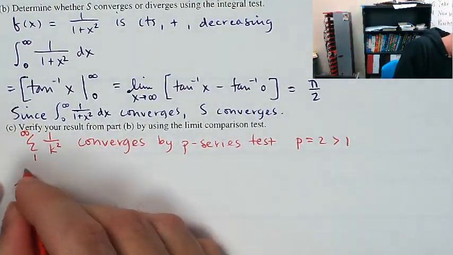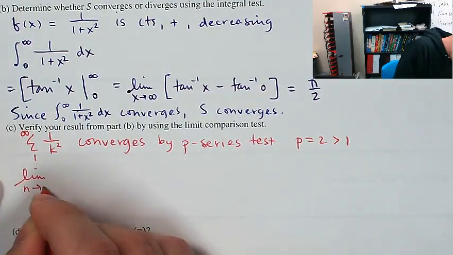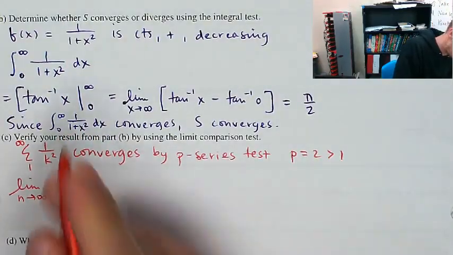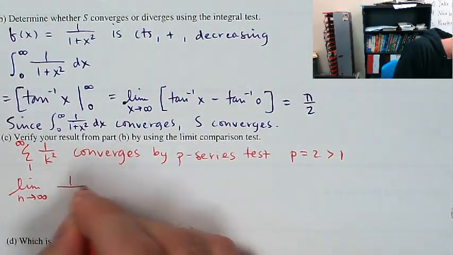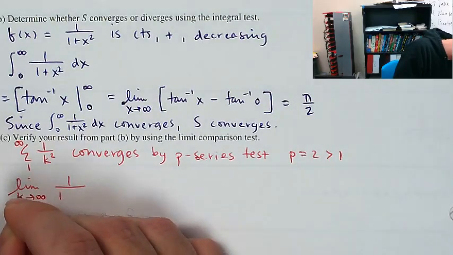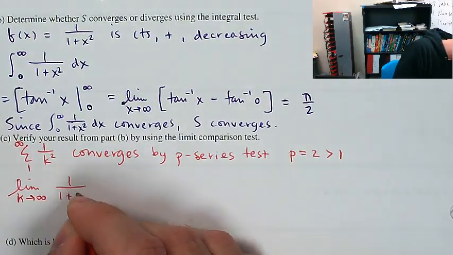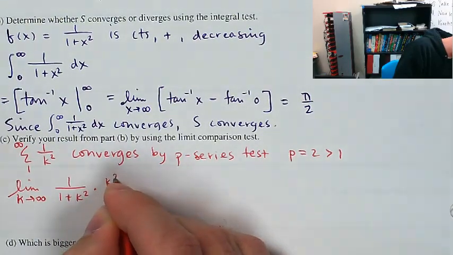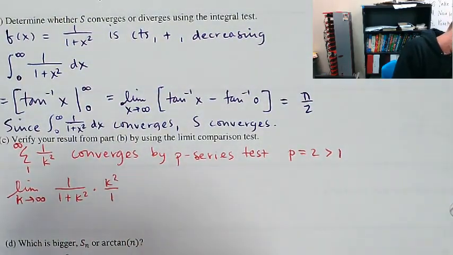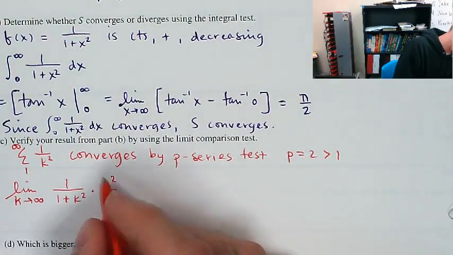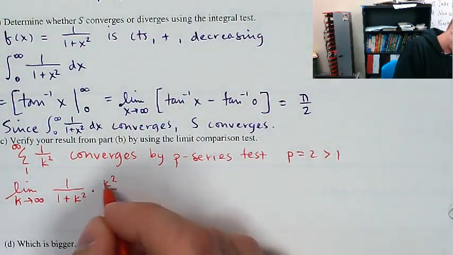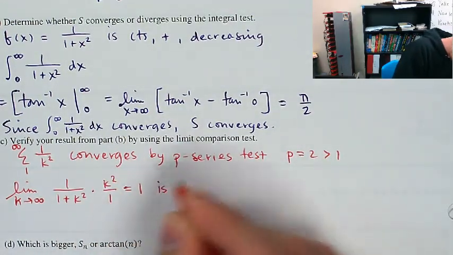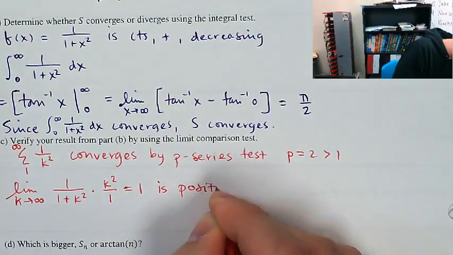Now I need to run the limit of the ratio of my series that I'm interested in to the one I know what's happening with, or the other way around. It really doesn't matter. So the limit as k goes to infinity of 1 over 1 plus k squared divided by 1 over k squared would be like multiplying by k squared over 1. And that limit, it's same on top and bottom, just 1 power of k squared, so I divide the coefficients, and that's going to be 1. I'm going to say this limit is positive and finite.